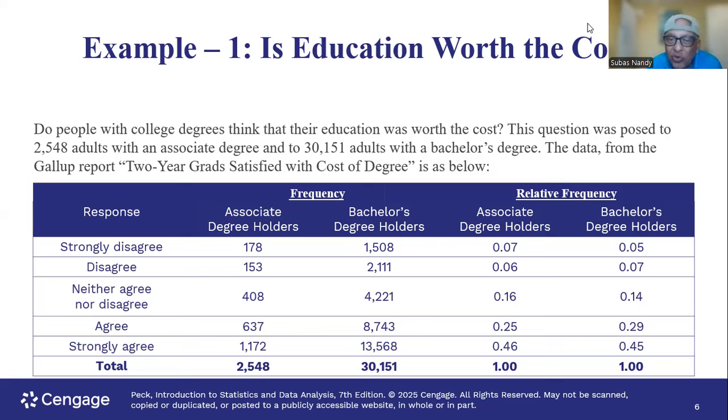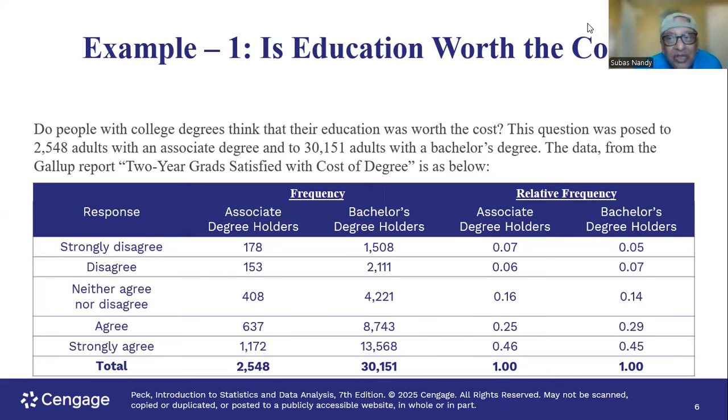Now, since our total sample size for the associate degree is only 2,548, whereas for the bachelor's degree the total is 30,151, in order to compare the responses in the five different categories between the associate degree and the bachelor's degree, we convert the individual responses in each category to a relative frequency.